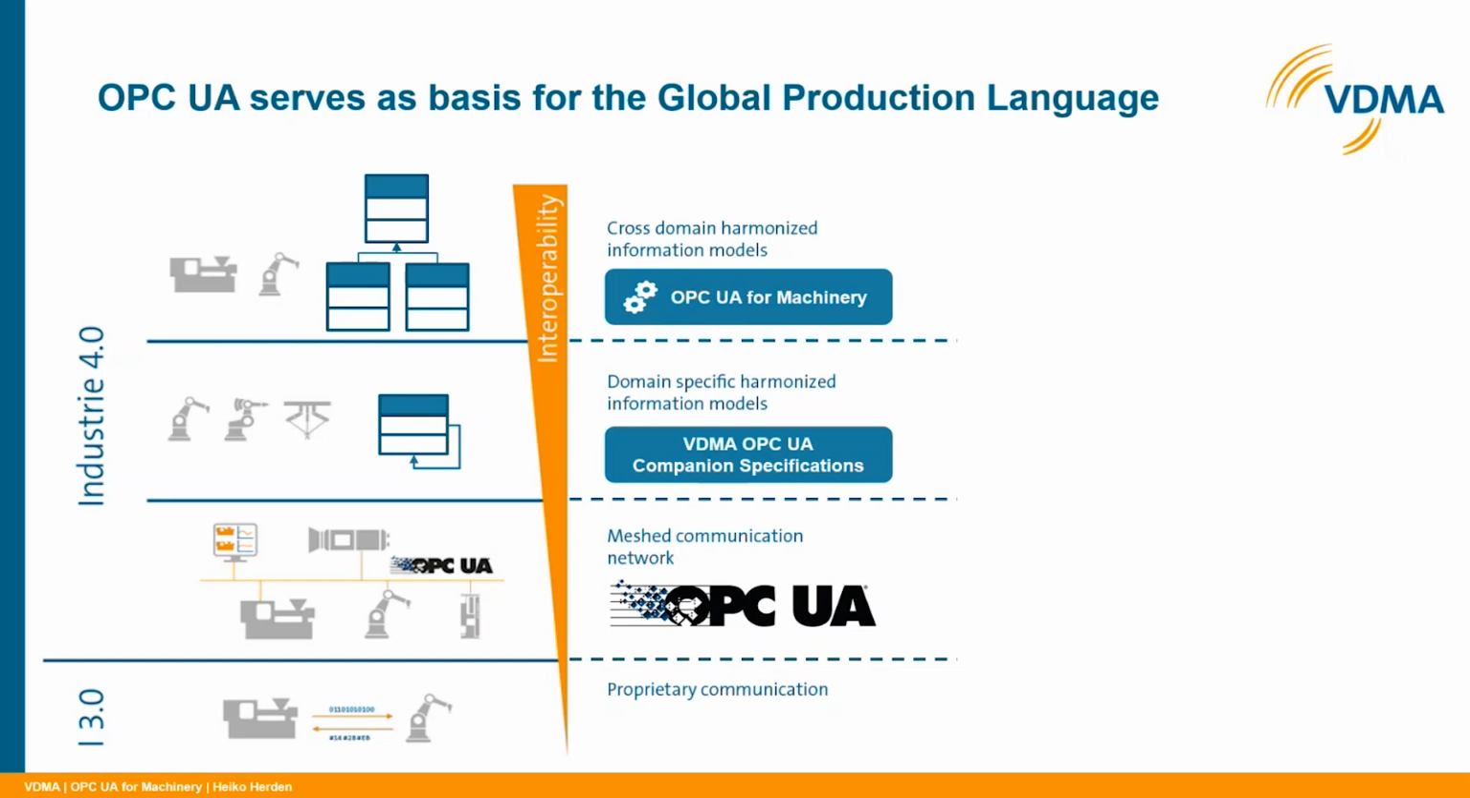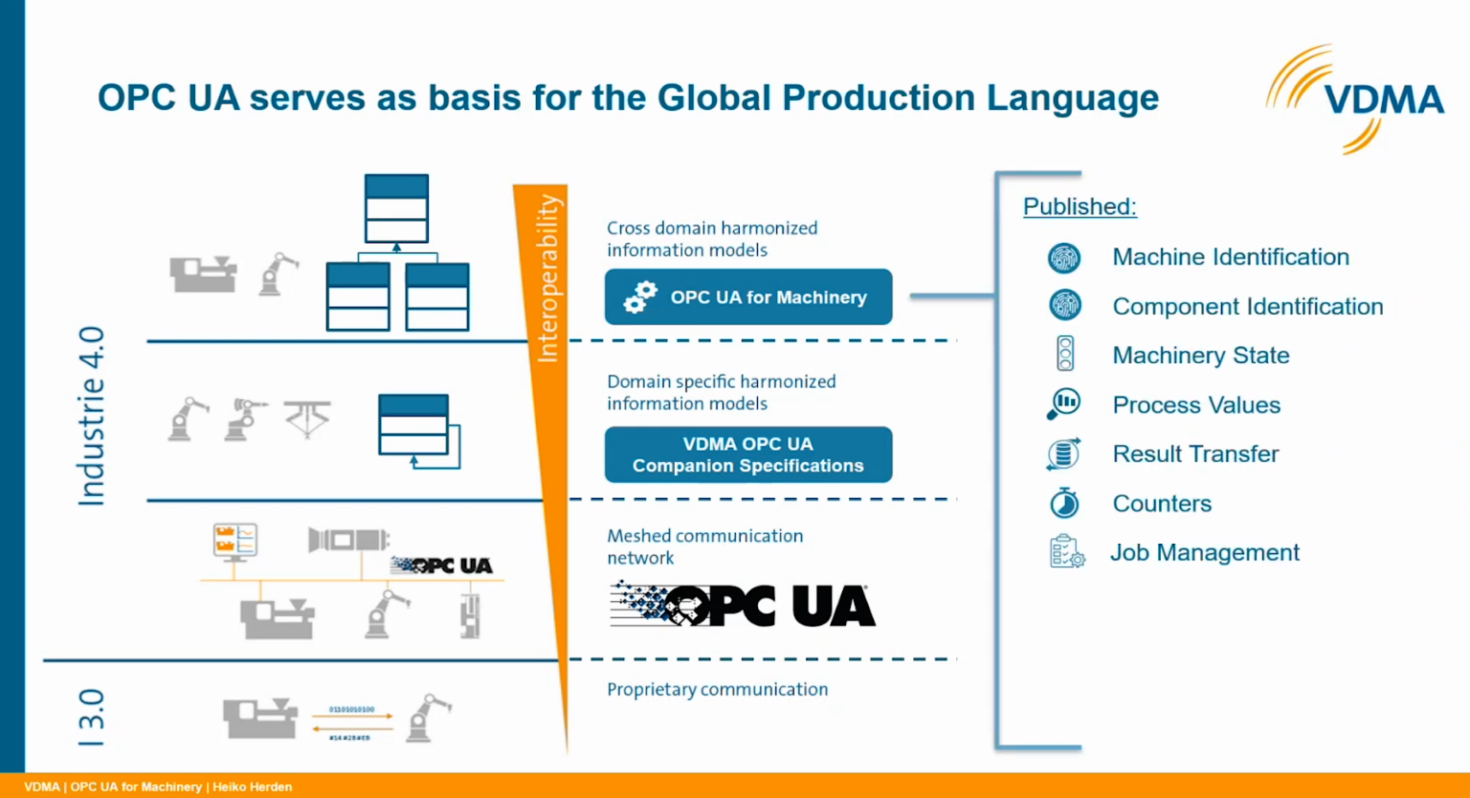And in OPC UA for machinery, we address exactly these topics that should be solved for the whole mechanical engineering industry. So topics like machine identification, component identification, machinery state, process values, result transfer, counters, or job management. These are the already published building blocks. But of course, we are not done yet.